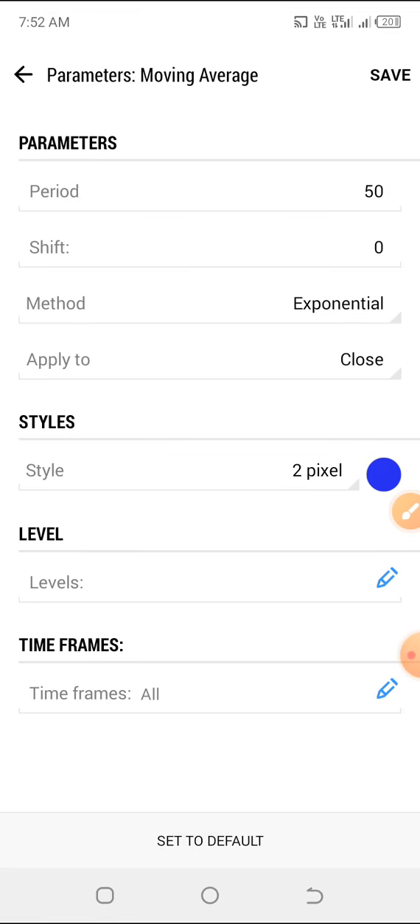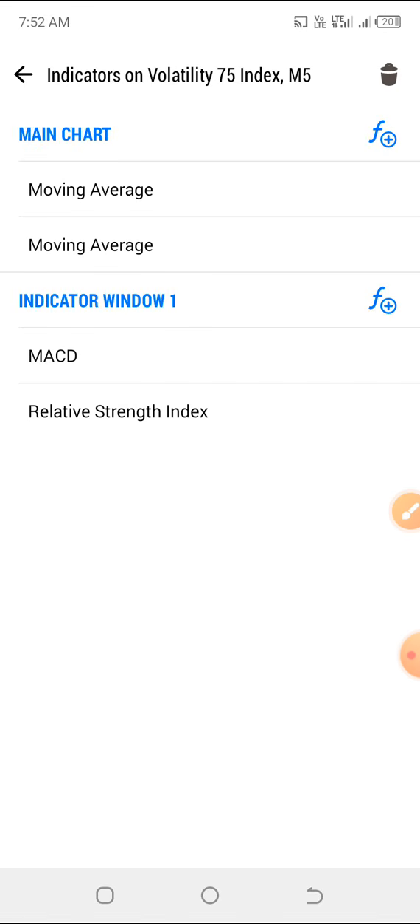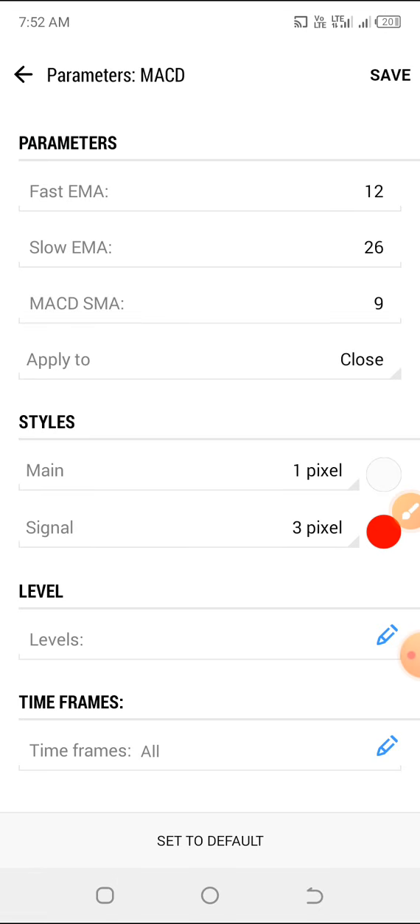Then the second one is 50. That is the blue line you are seeing. Then the third one I am using, which is indicator window 1, I'm using MACD. So the MACD is on the default settings. Okay. So the fast EMA is 12, slow EMA is 26, then the SMA is 9.